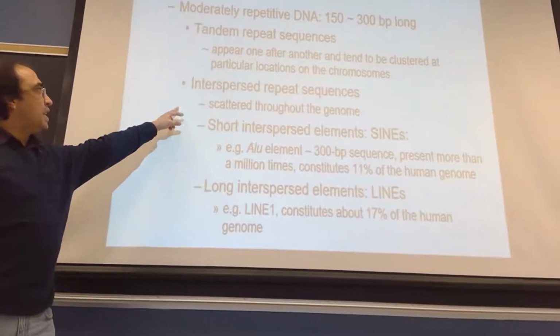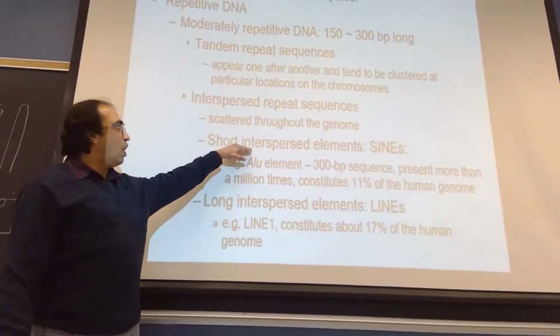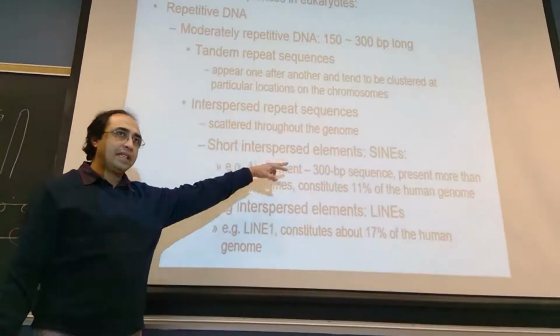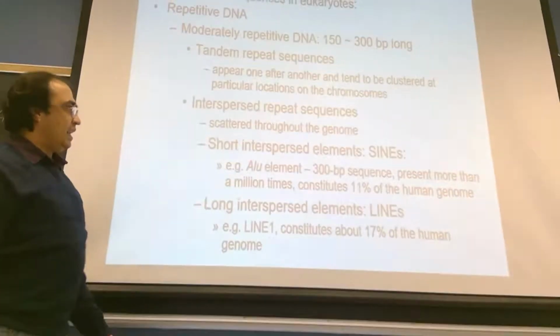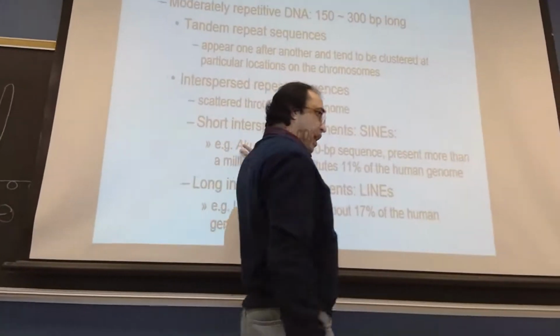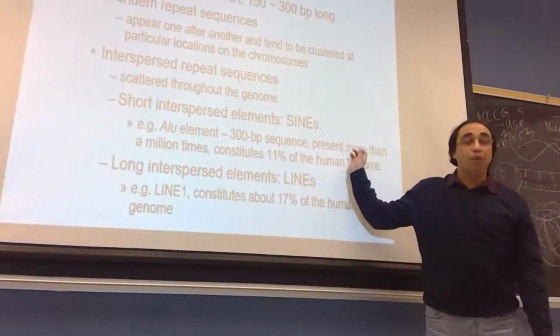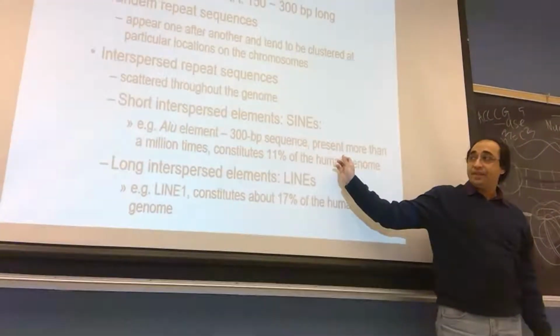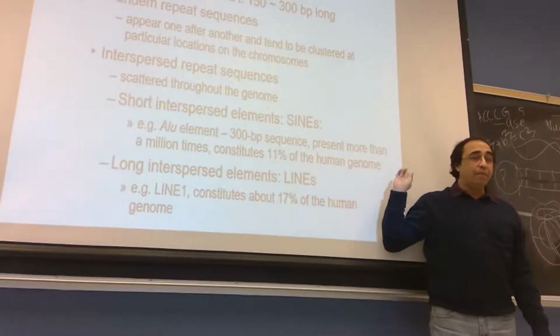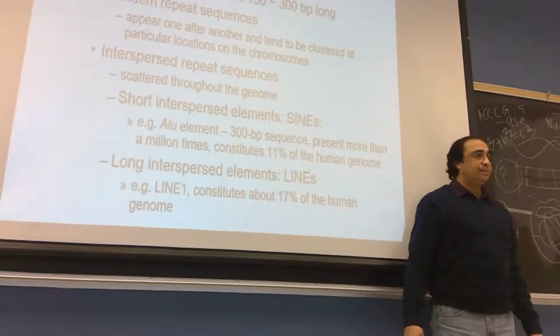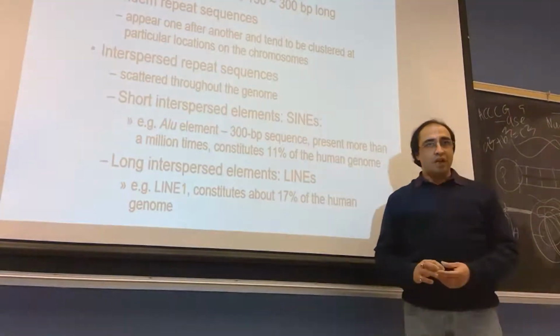Based on this interspersed repeat, one type is called short interspersed elements or SINE. What is SINE? This is an Alu element. It is 300 bp long and present more than 1 million times, almost 11% of the human genome. This is a short type of interspersed repeat.